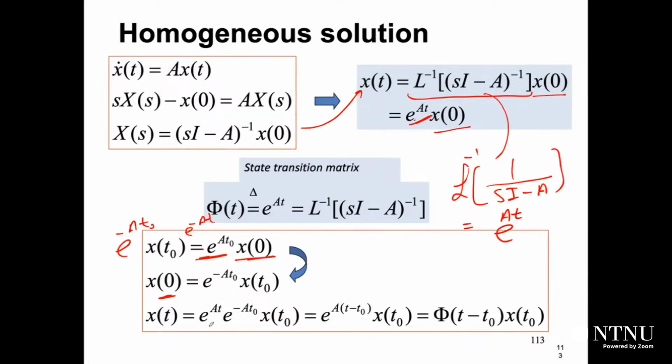If you want to get x of t, it will be x of t equals e to the A t multiplied by x of 0, this equation here, right? And x of 0 equals that part. Taking A as a common factor, it will be e to the A times (t minus t0) multiplied by x of t0. So x of t will be phi of (t minus t0) multiplied by x of t0.